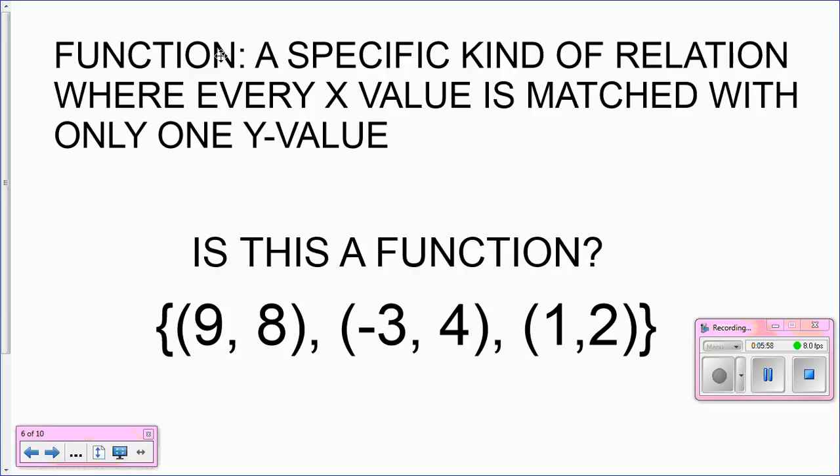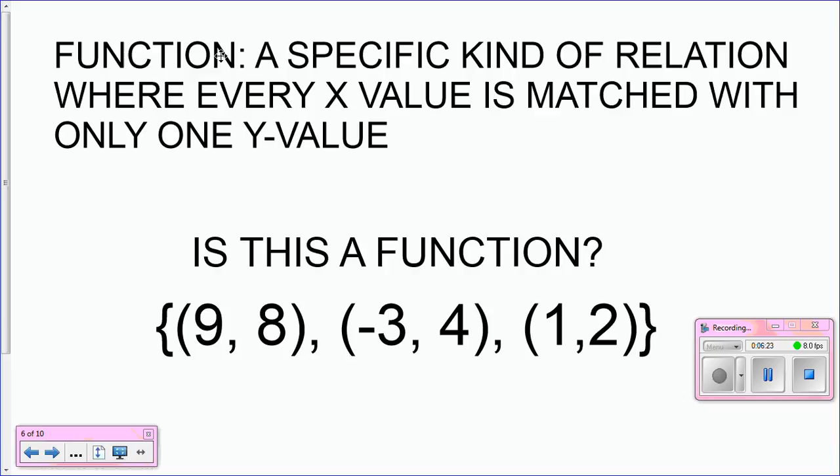So, good rule of thumb, every function is a relation. Not every relation is a function, though. Because every function is just a set of ordered pairs, but the functions have an extra rule. So not every relation is going to be a function. So our big thing today is to figure out if something is just a relation, or if it's that extra step and it has that extra rule and it's a function.